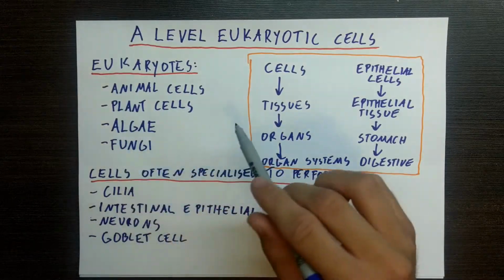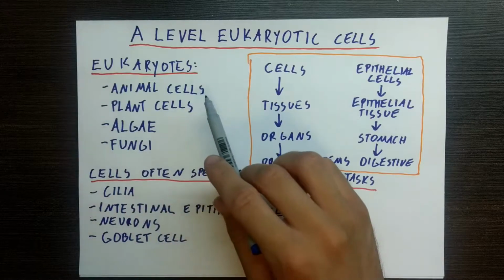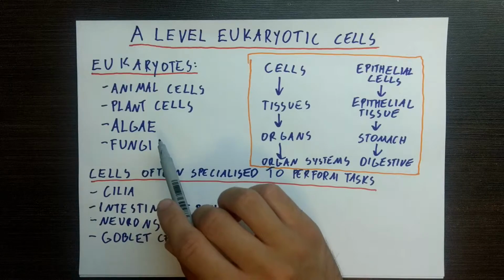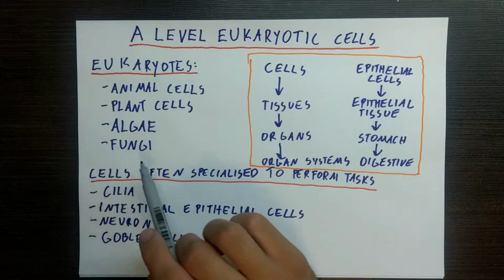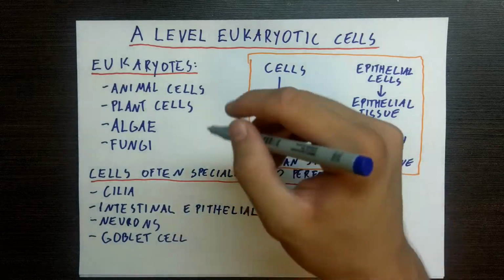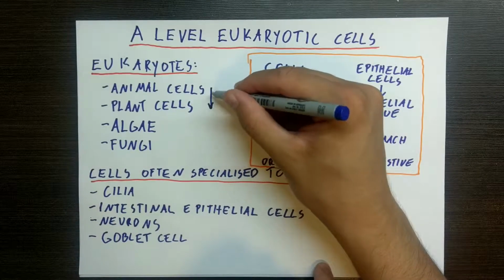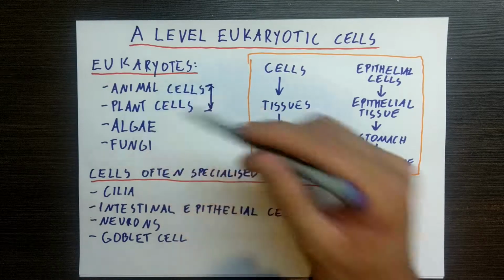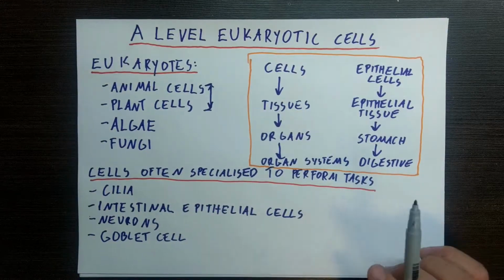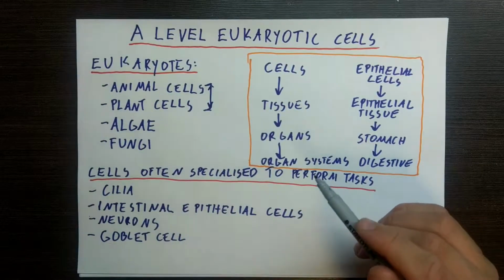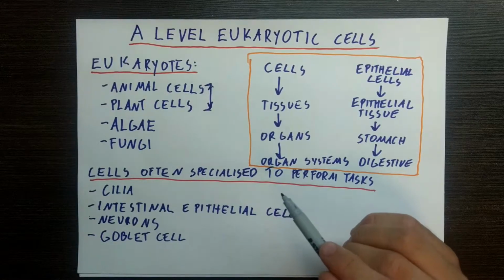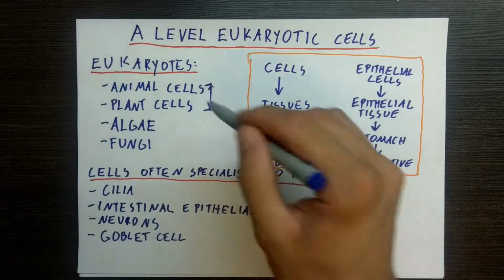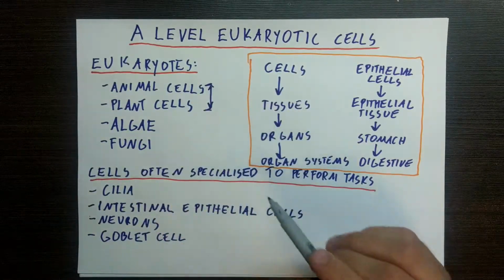Let's have a look at examples of eukaryotes. Animals are eukaryotes, plants are eukaryotes, algae are eukaryotes, and fungi are also eukaryotes. Today we'll be focusing mostly on these two, but I will mention a couple of things here and there about algae and fungi. Okay, now bacteria are an example of prokaryotes. So bacteria are not on this list, but all of these are eukaryotic cells.